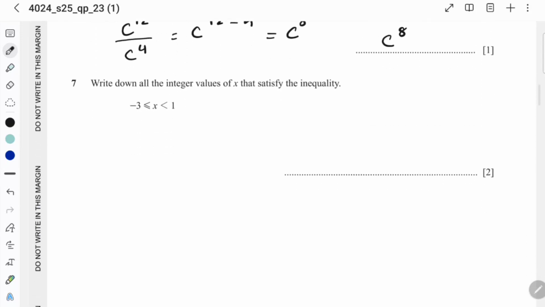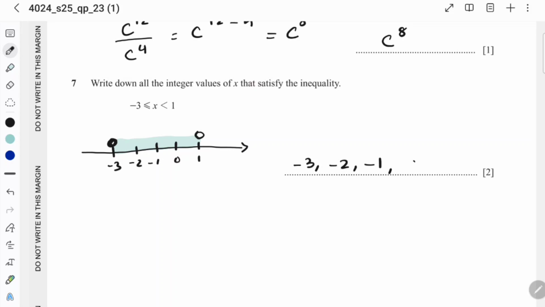Question number 7, write down all the integer values that satisfy the inequalities. Okay, if I draw the number line, and without the number line also you can, so 0, 1, minus 1, minus 2, minus 3. This is filled because the equal sign is there, so these are the numbers which are coming in this range. So 1 is not included because the equal sign is not there. So the numbers included in this range are minus 3, minus 2, minus 1, and only 0. So it's a 2 marks question.